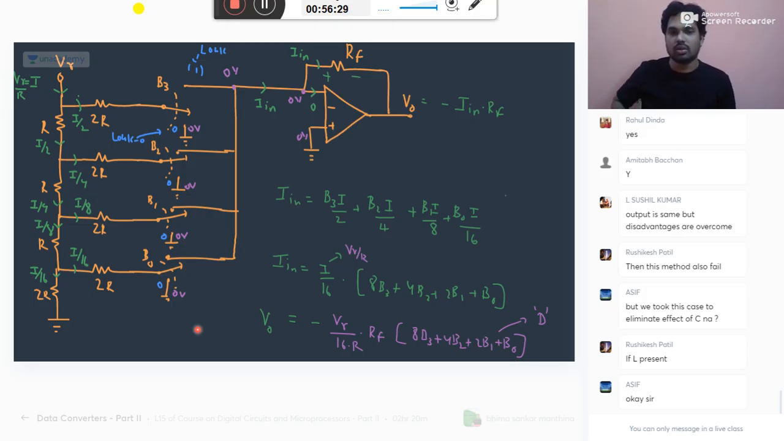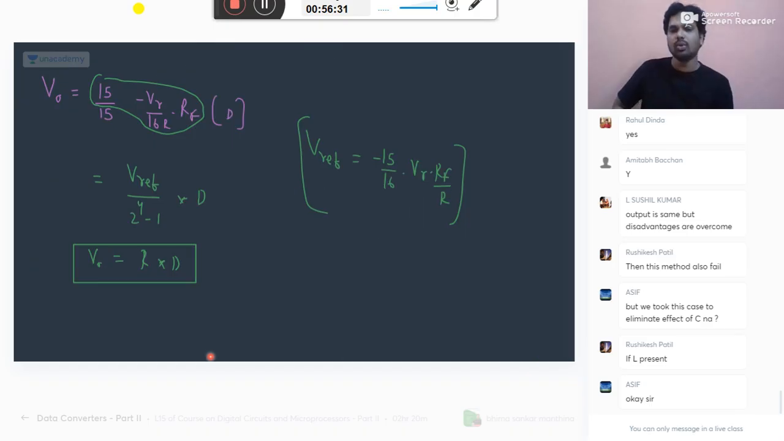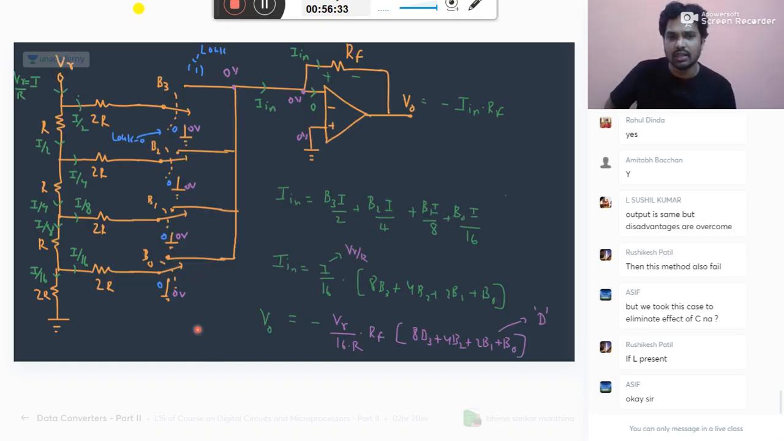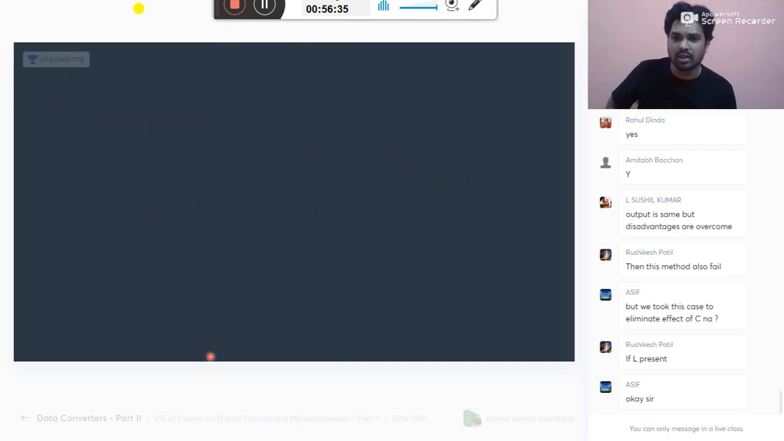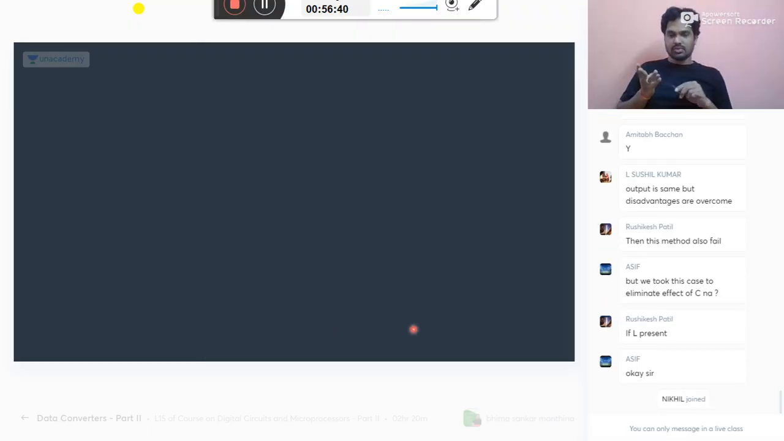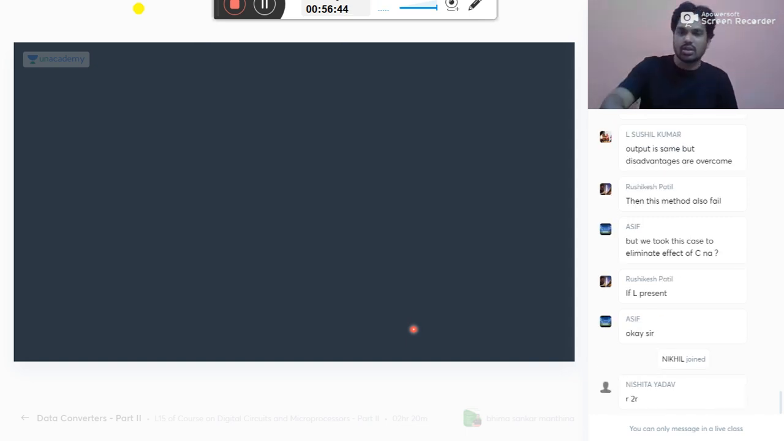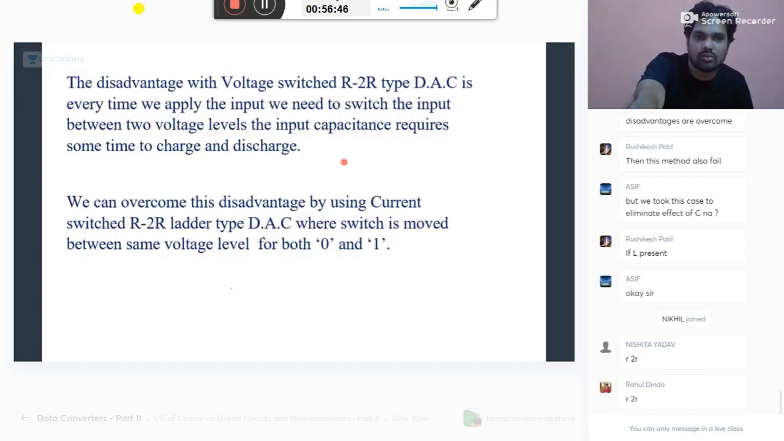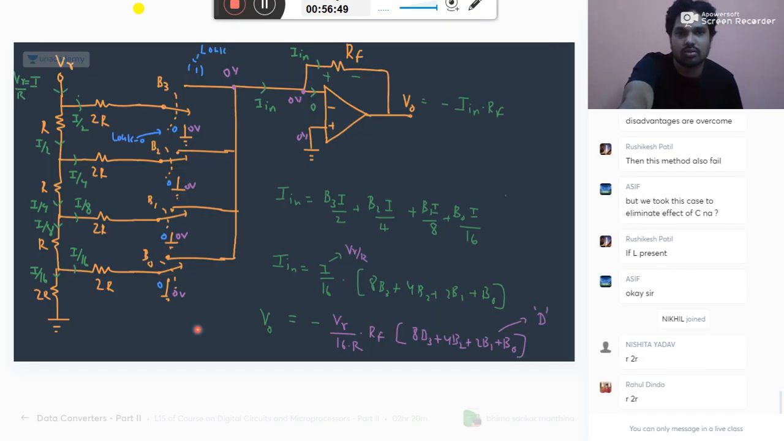Okay, so the next one we are going to now. Please listen. These are the three different D2A converters we have discussed. What are they? Weighted resistor type. Second one, R2R ladder type, in that voltage switched and also current switched. I have given the heading or not? No, I'm sorry.